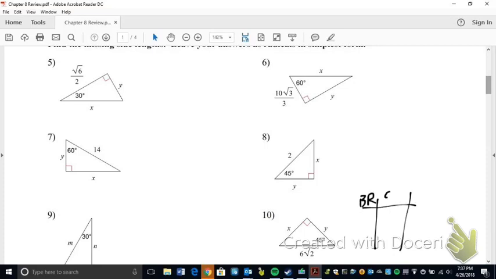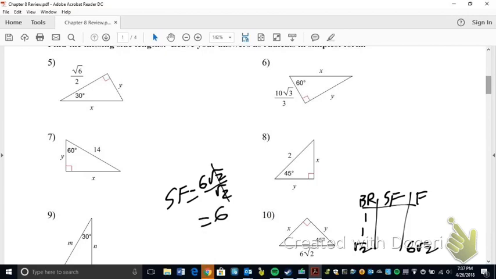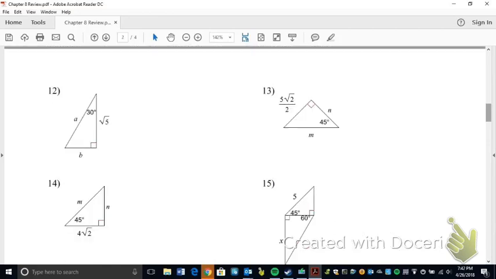Number 10, we have another 1, 1 radical 2. Now here we're again given the hypotenuse, and it's 6 square roots of 2, or 6 times the square root of 2, or 6 radical 2. So our scale factor is final over our base ratio, 6 radical 2 over the square root of 2, which just equals 6, which means that both x and y equal 6, easy peasy.